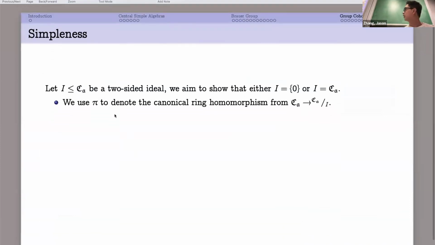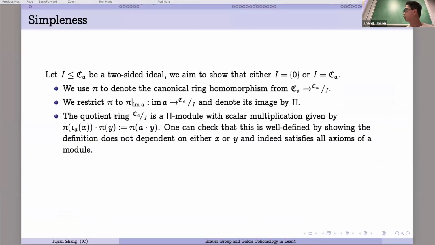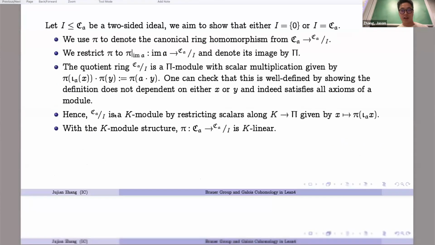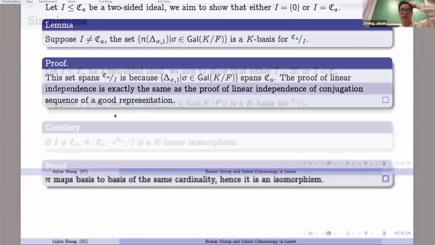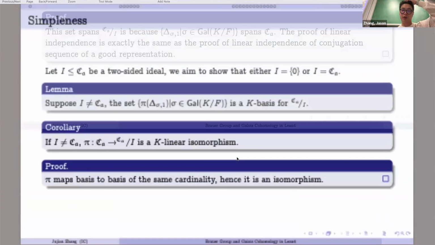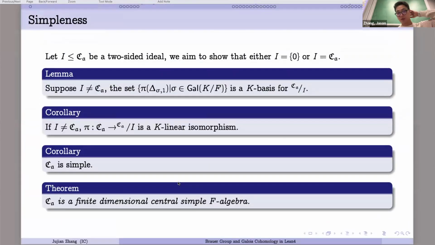Then the next step is to prove that it is simple, and you do this by constructing a module structure on the quotient ring, and you can prove that some other thing is a basis. So that implies if I is not the top element, then they must be trivial, and so we have that the cross product is a finite dimensional central simple algebra.